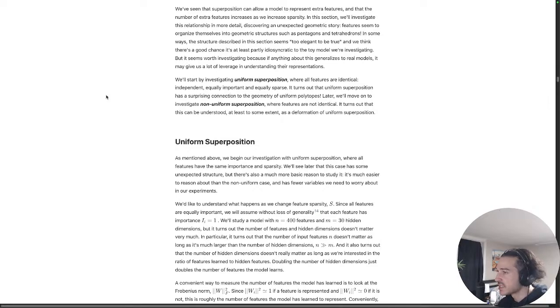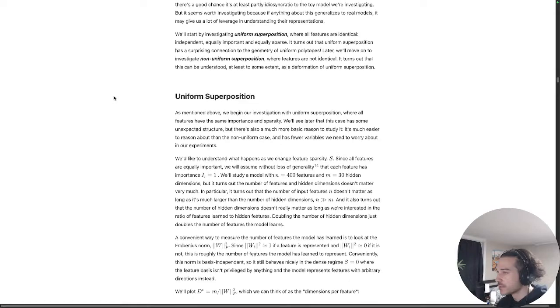We'll start by investigating uniform superposition, where all features are identical, independent, equally important, and equally sparse. It turns out that uniform superposition has a surprising connection to the geometry of uniform polytopes. Later, we'll move on to investigate non-uniform superposition, where features are not identical. It turns out that this can be understood, at least to some extent, as a deformation of uniform superposition.